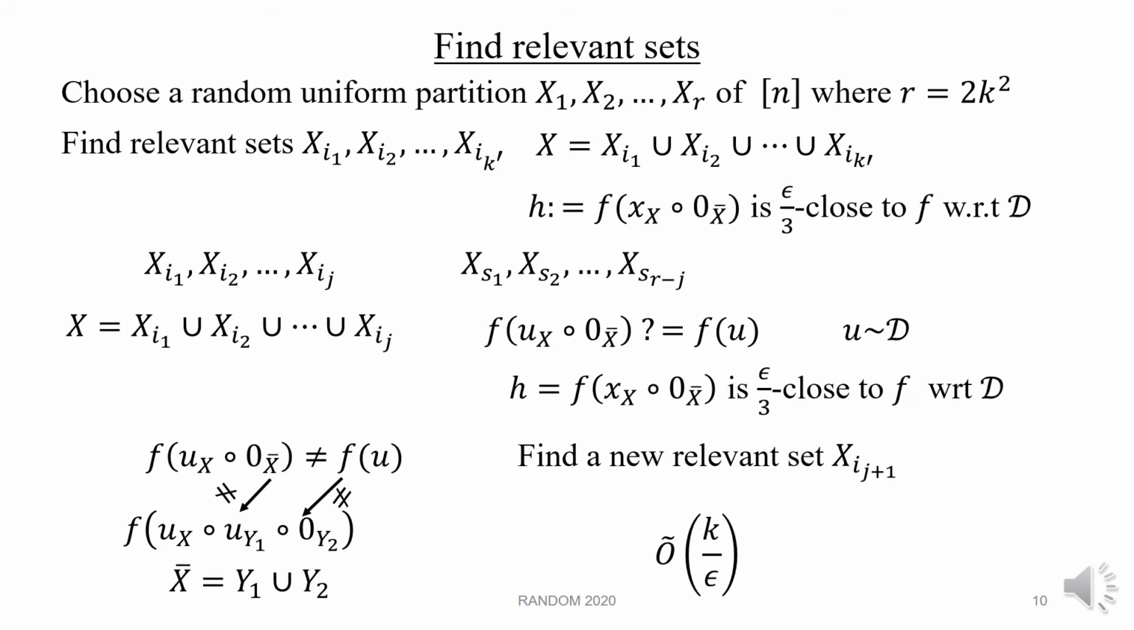Why? Because we find up to k relevant sets. If we find more than k, then we reject. Each time we compare here, we have order of 1 over epsilon. Then it's k over epsilon, and the binary search is just log k, and this is why we have the tilde O.